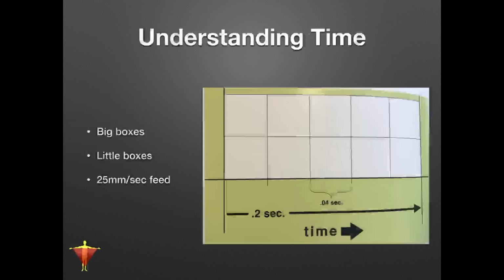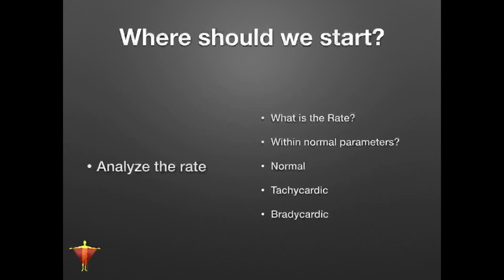And then another thing we'll see on our paper when it prints out of the monitor, it should read 25 millimeter per second feed, and that just tells us that as the EKG waves are being printed onto the paper, it's being represented accurately in time in reference to these boxes because it's printing at a specific rate. So that's why those are key things that we want to understand when we're looking at our EKG papers, EKG strips.